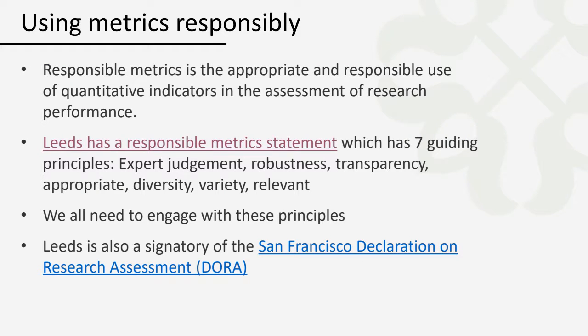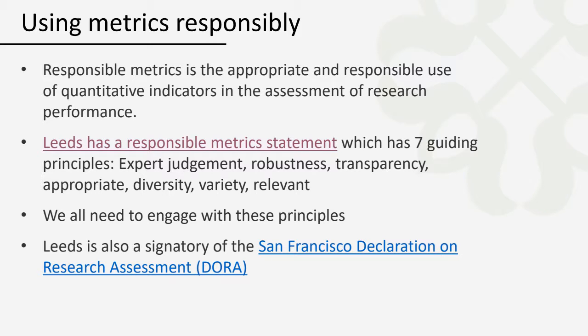The final bit of the session, I just wanted to mention about responsible use of metrics. So responsible metrics is the appropriate and responsible use of quantitative indicators in the assessment of research performance. Some of you will be aware that if we're focusing purely on citations, then it can introduce different motivations for researchers and for journals to try to boost their citations.